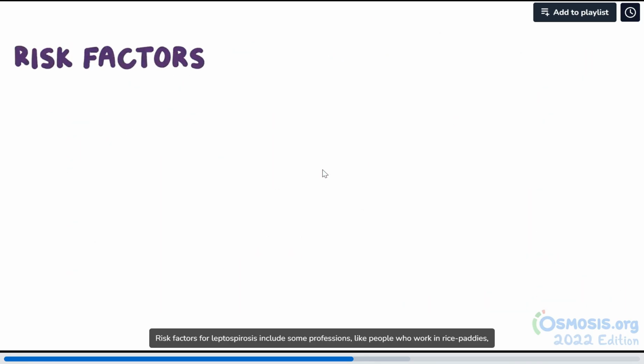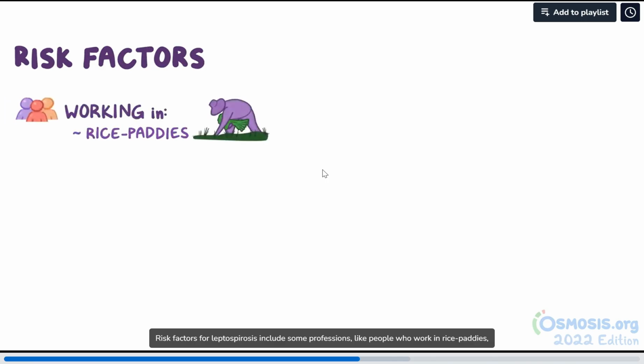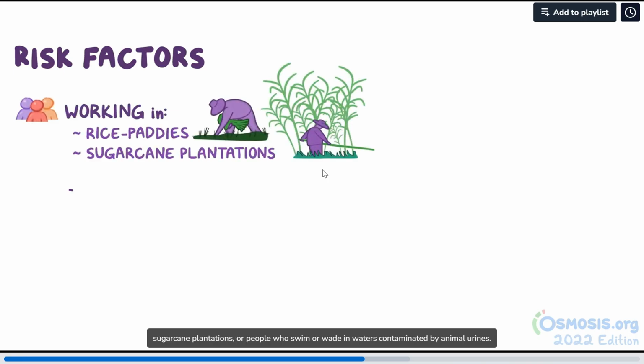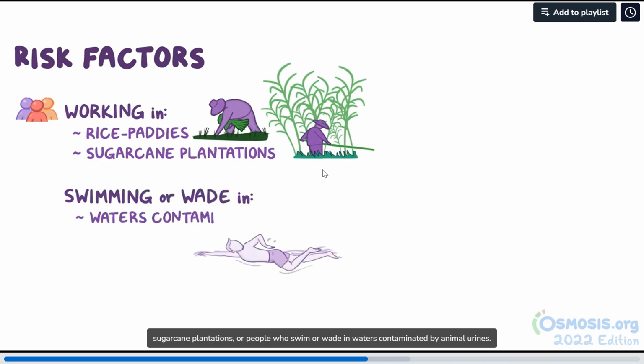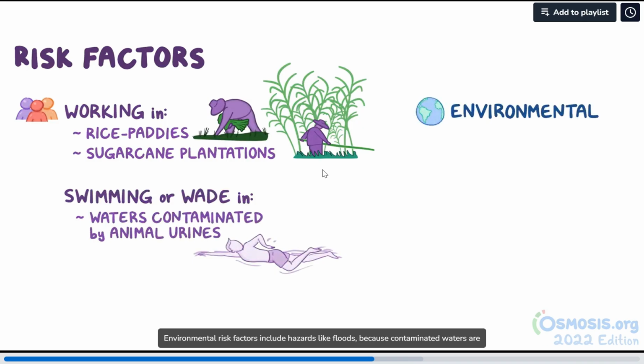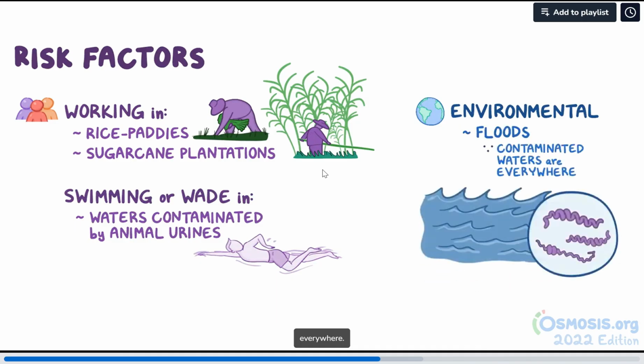Risk factors for leptospirosis include some professions, like people who work in rice paddies, sugarcane plantations, or people who swim or wade in waters contaminated by animal urines. Environmental risk factors include hazards like floods, because contaminated waters are everywhere.